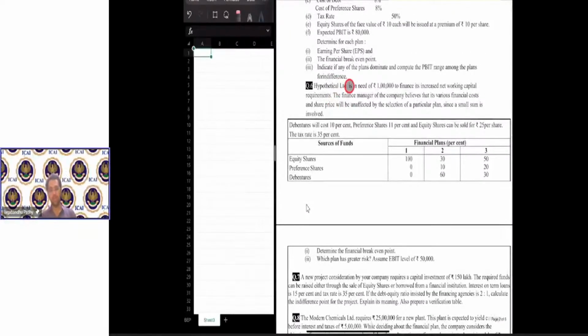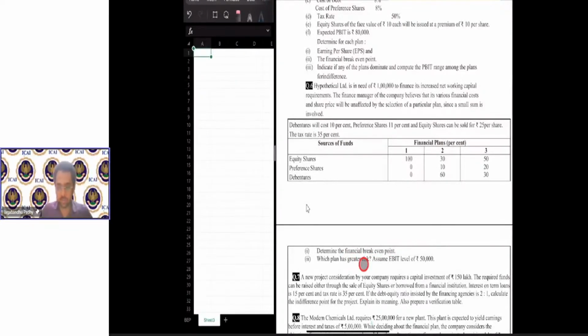Hypothetical Limited is in need of 1 lakh to finance its increasing net working capital requirement. The finance manager of the company believes that its various finance costs and share price will be unaffected by the selection of the particular plan since a small sum is involved. So debenture cost is 10%, preference share is 11%, equity shares will be sold at rupees 25 per share, and tax rate is 35%. We've got 3 plans to raise the funds, and we have to determine the financial break-even and which plan has a greater risk.